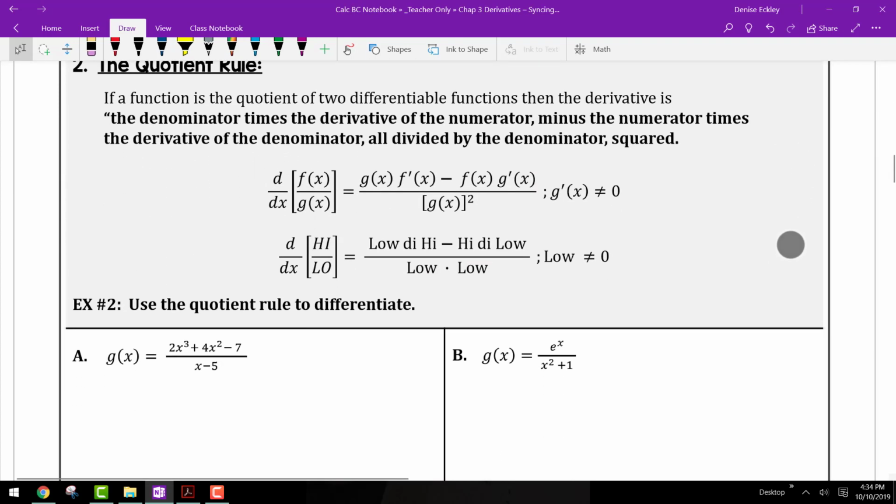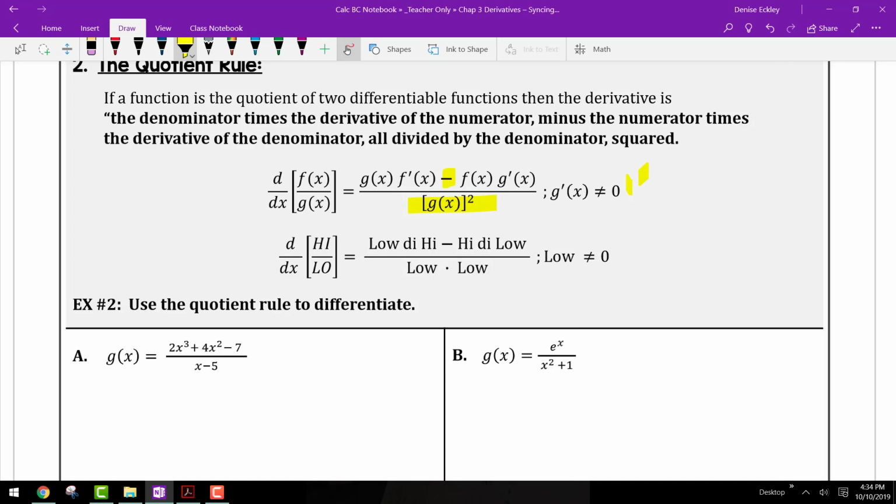Okay, now the quotient rule is a little different. You have to be careful with the order because of this minus sign right here. It is always the second times the derivative of the first minus the first times the derivative of the second, and the whole thing is divided by the second squared. And you want to make sure that you acknowledge the fact that g cannot equal 0.